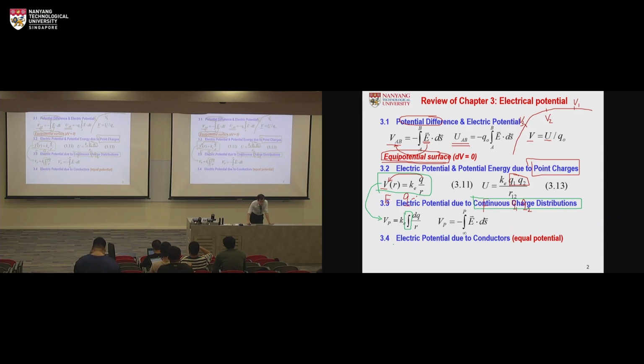And finally is another property for a conductor in terms of the electrical potential, which basically tells you for any conductor, the entire conductor always has the same potential. Any 2 points on this entire conductor, the potential is the same. This is the so-called equal potential for a conductor. Whether it is on the surface or inside the conductor, the electrical potential V is the same.